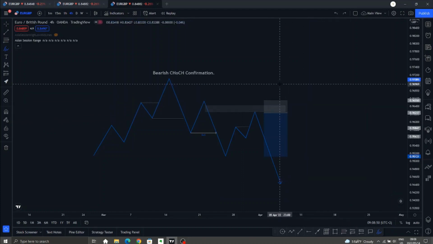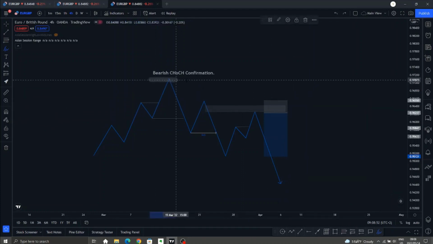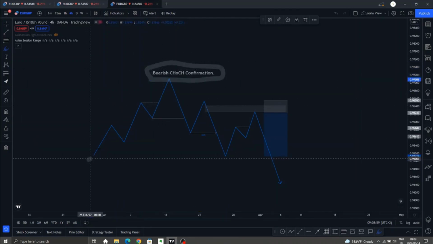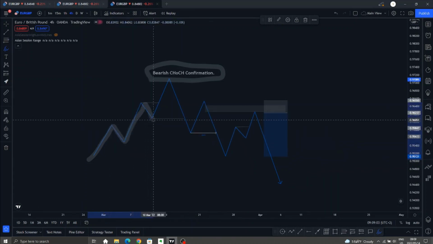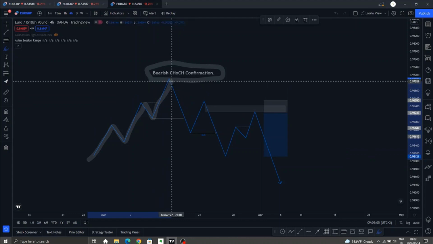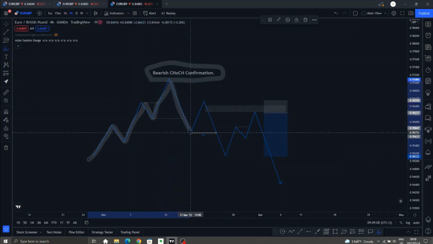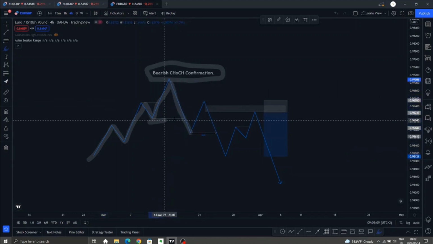Now, in terms of a bearish change of character, how we see that confirmation playing out is by looking at the following. So we can clearly see that we have a bullish structure in here. And then we have a break up, soon followed by a breakdown. So here we have our bearish change of character.